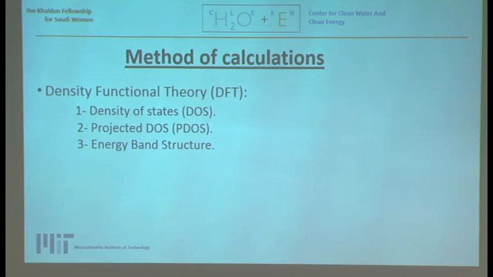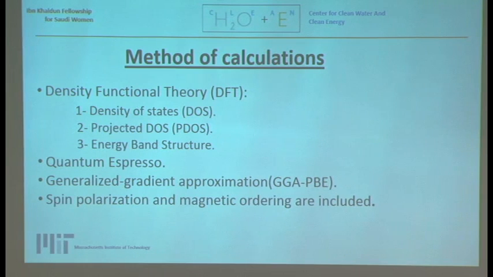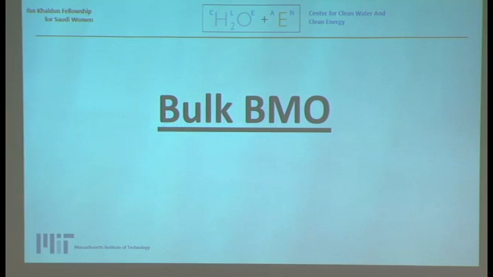Density functional theory is supported by many software packages; we are using the Quantum ESPRESSO package and the generalized gradient approximation for these calculations. In all the calculations, spin polarization and magnetic ordering are included. So we started from the bulk BMO, which is very important to optimize before running the calculation on thin films. It's like the building block for the thin films, so it has to be optimized first.